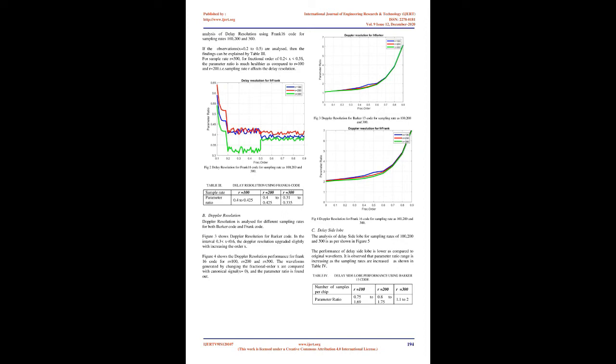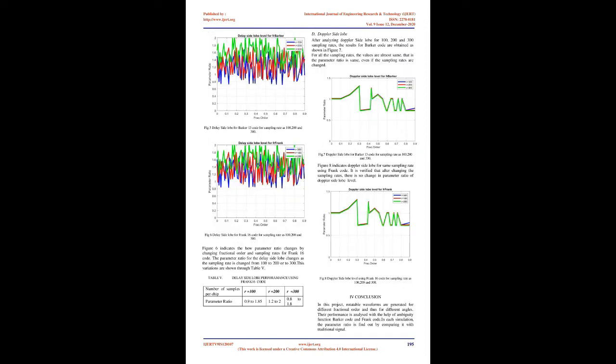Figure 1 indicates the simulation results of delay resolution using Barker code. The number of samples per chip are considered as 100, 200 and 300. This figure 1 shows the variation of parameter ratio versus fractional order. The parameter ratio is calculated using equation 4. This plot is plotted by comparing the original signal with the signal where delay τ equals 0 and Doppler shift FD equals 0. The fractional order is changed from 0 to 0.9 and parameter ratio is plotted between 0.2 to 0.55 for more accurate plots.